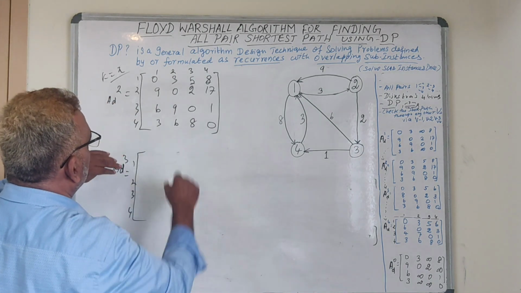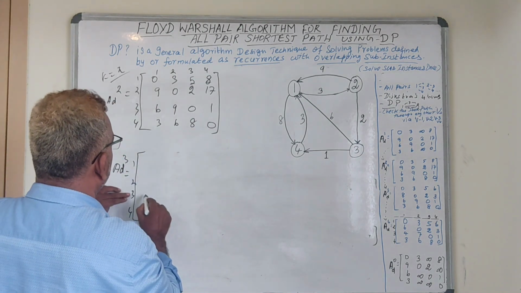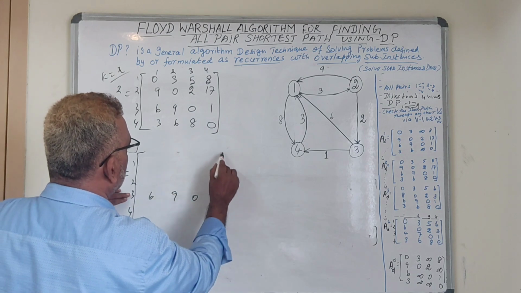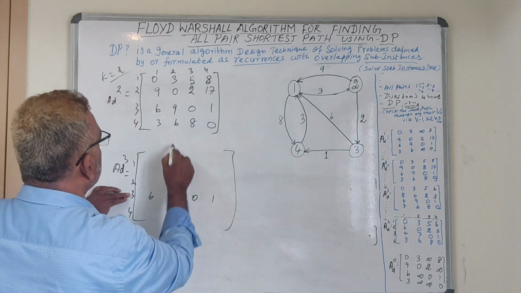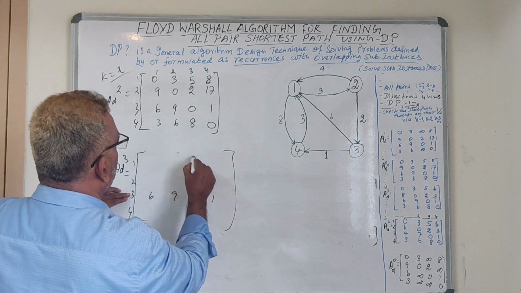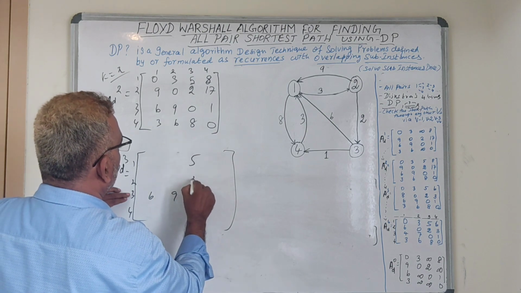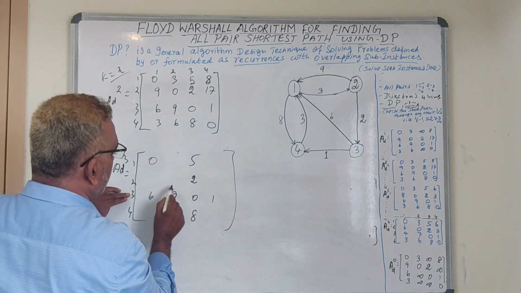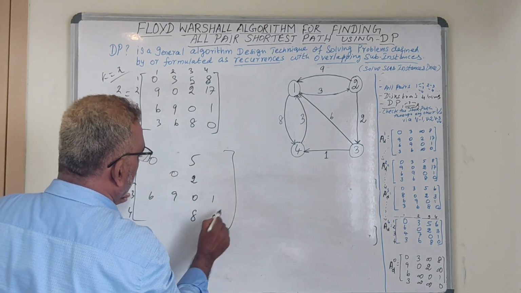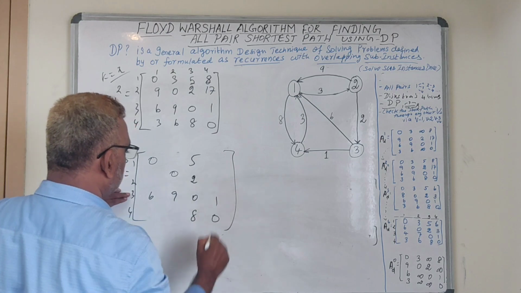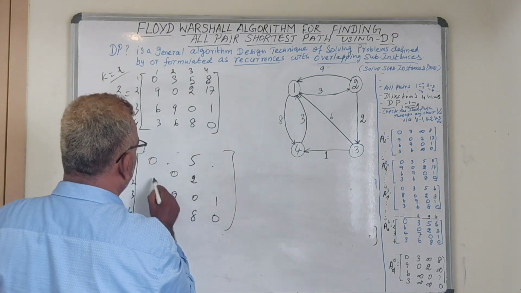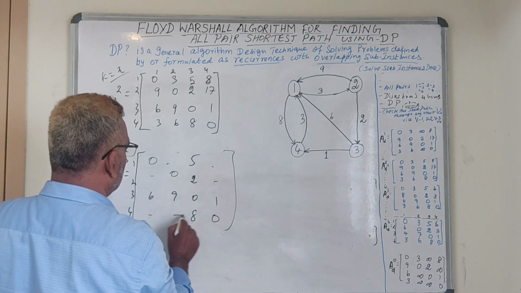Third row and third column stay intact. Third row and third column, you write it as it is. So the third column is 5, 2, 8. The remaining diagonal values are 0. Okay, so now we have to calculate the remaining values.